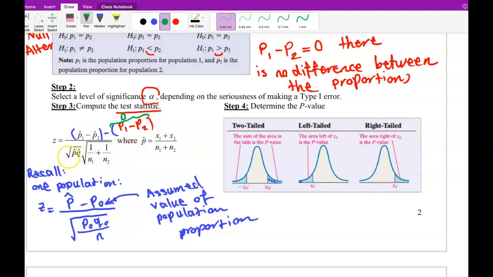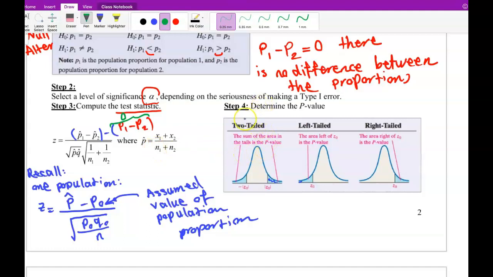Okay, then divided by square root of P hat Q hat, multiplied by square root of 1 over N1 plus 1 over N2. And here, again, how we can find this sample proportion or point estimate P hat was equal to, on top, sum of X divided by sum of N.